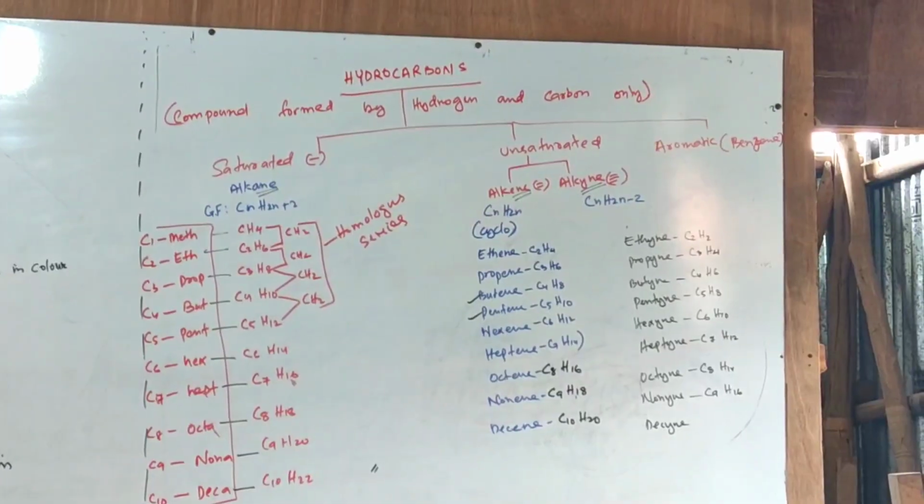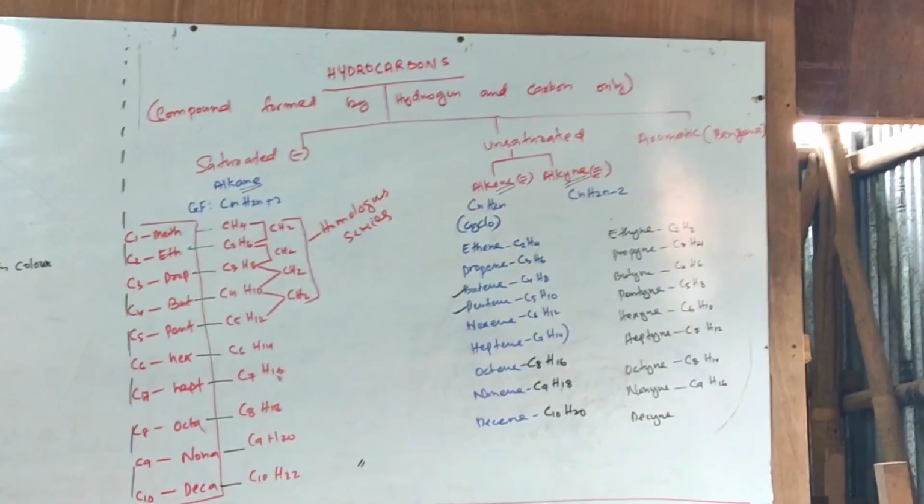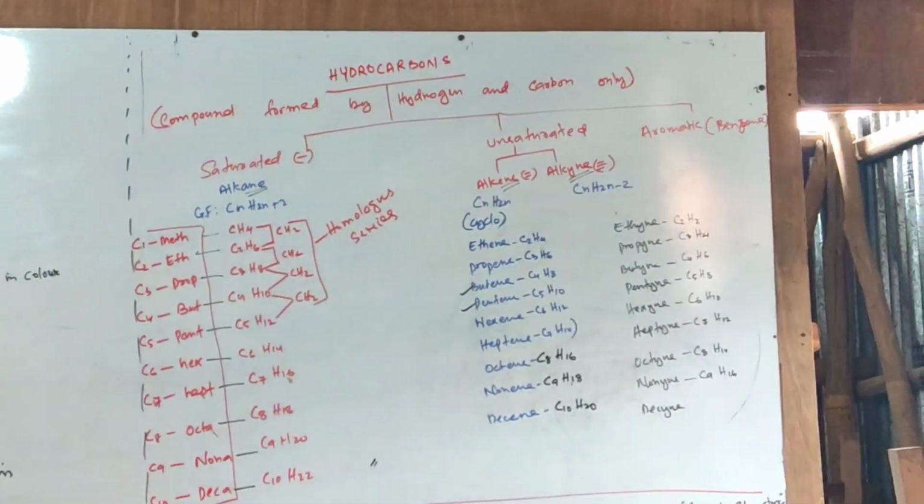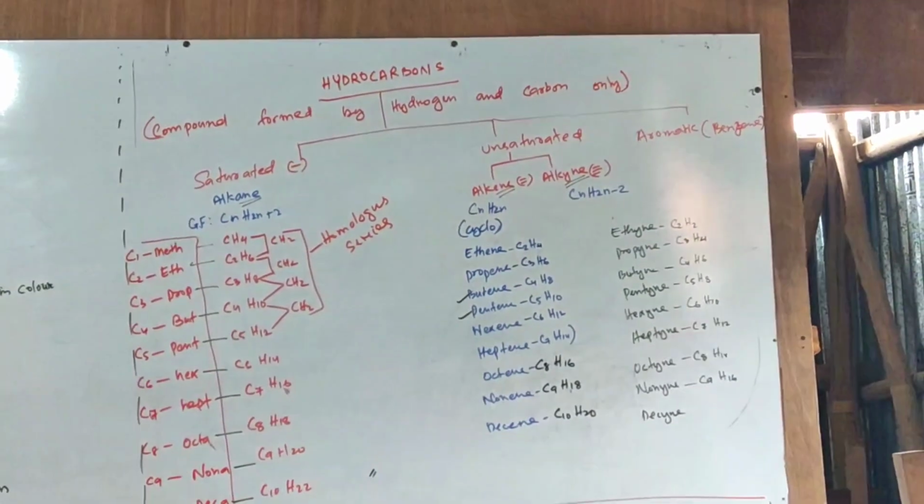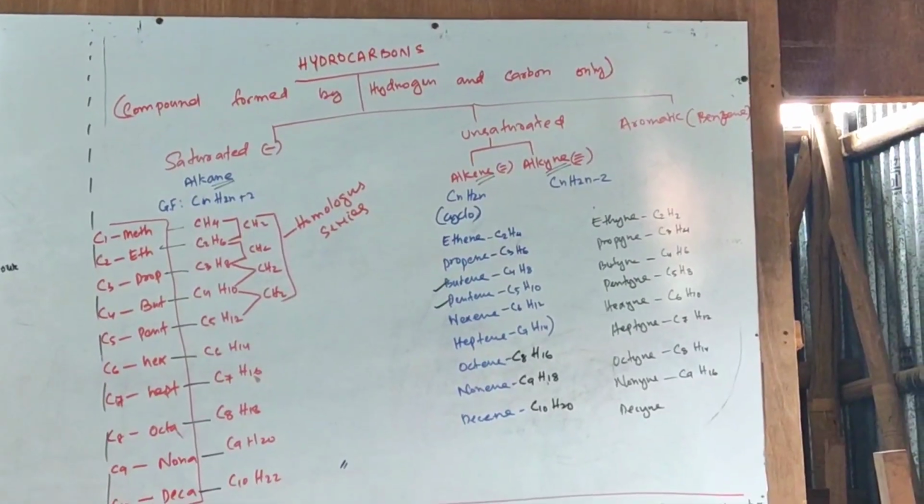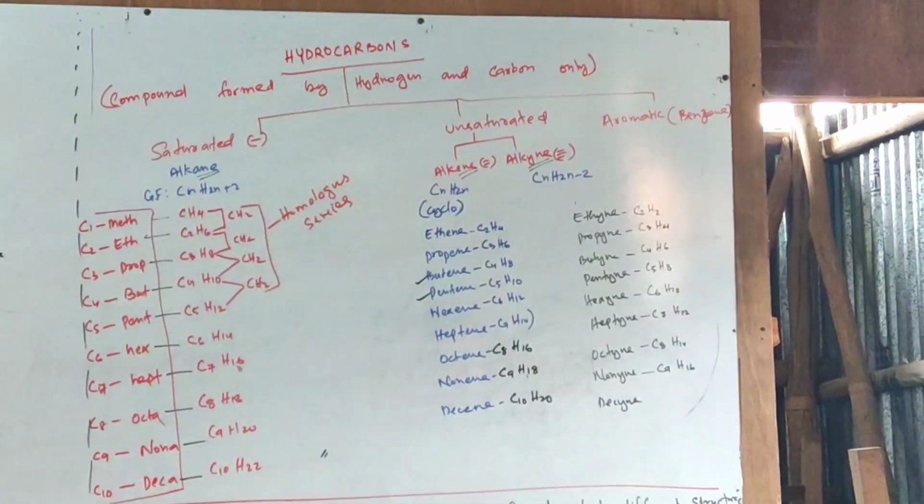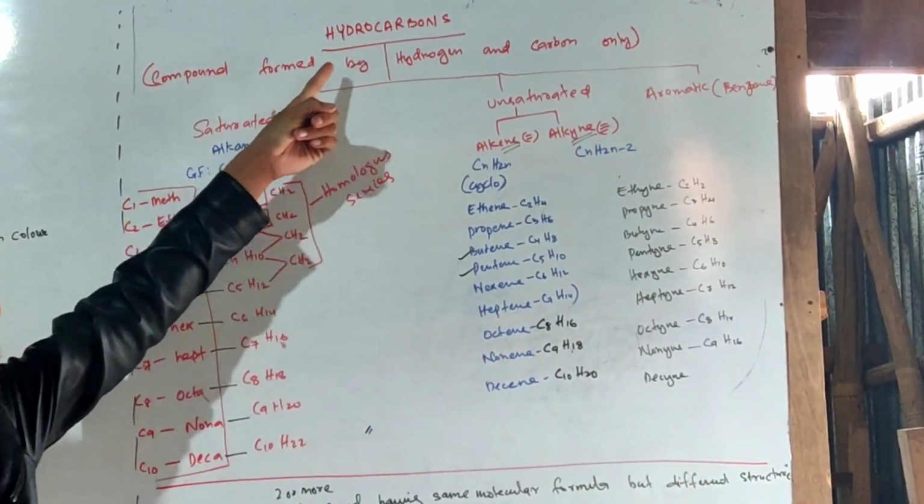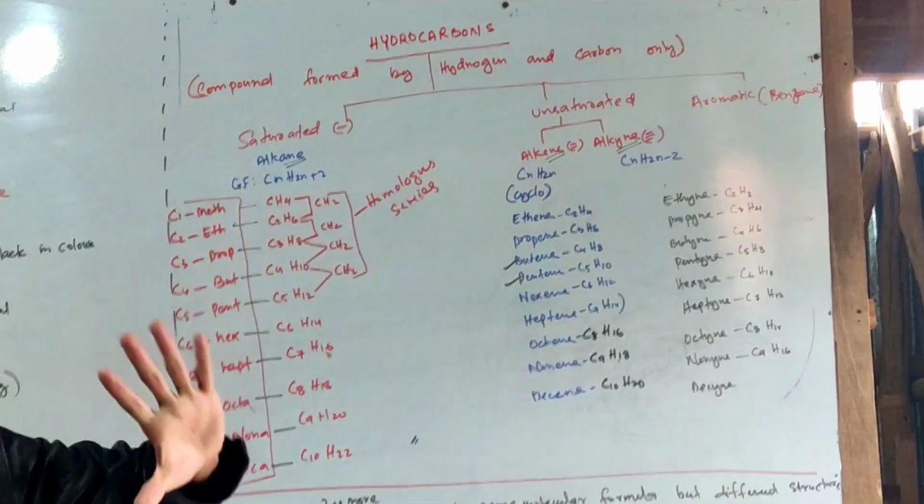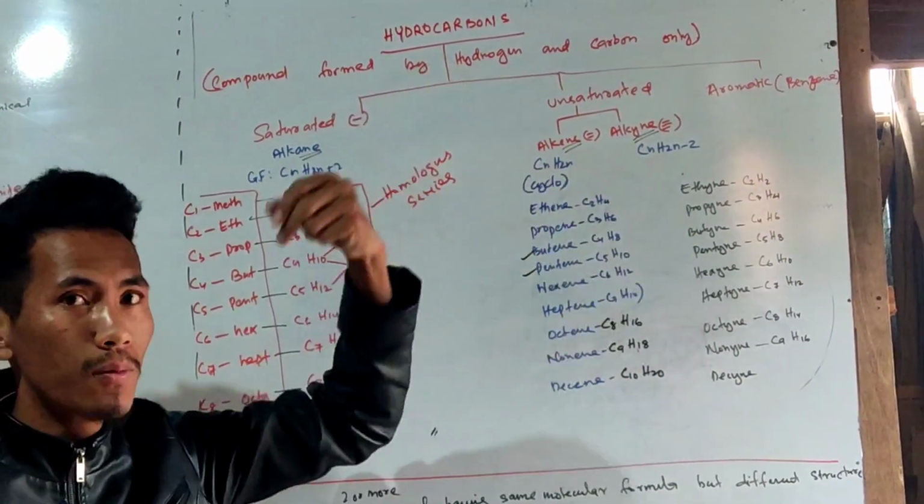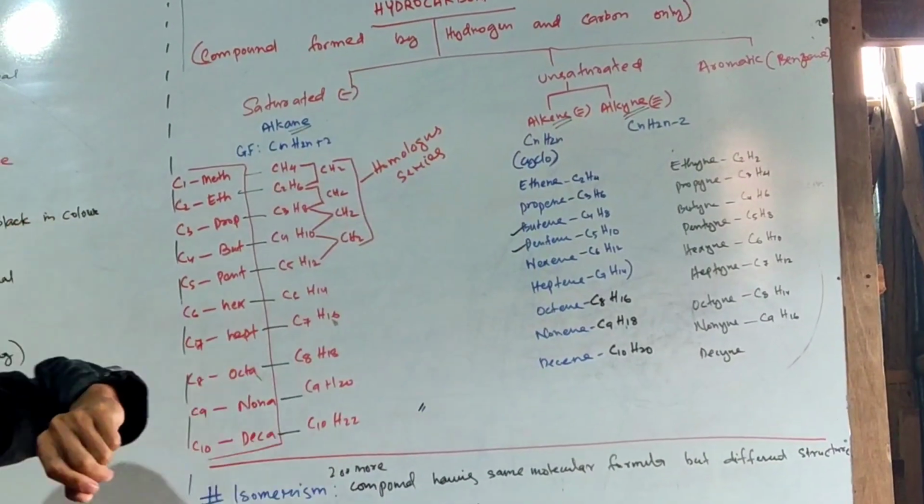Now, hydrocarbon. Carbon and hydrogen together mix to form one compound. That compound is known as a hydrocarbon. A compound formed by hydrogen and carbon is called a hydrocarbon.